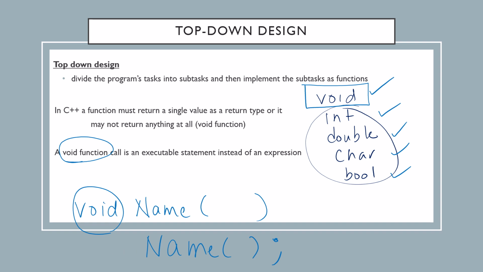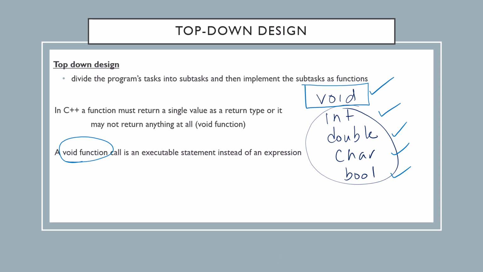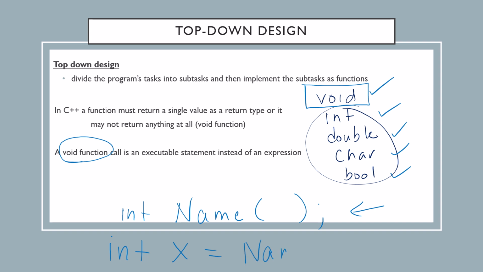Now, if this function took parameters, you would have to pass them in here, which we'll get to in a minute. Now, if you have an integer return type, that's a little bit different. So if my function has an integer return type, again, we'll just assume it has no parameters. This is a declaration for my function. So if I wanted to call this, I would have to say int x equals name, because the return type of this function is an integer. So when this function gets called, you jump into this function and it's going to return back an integer.